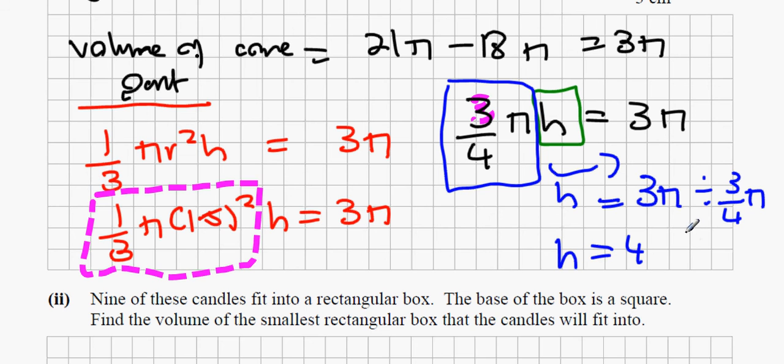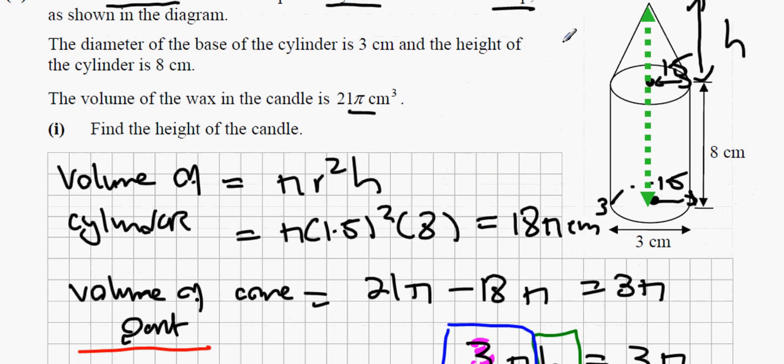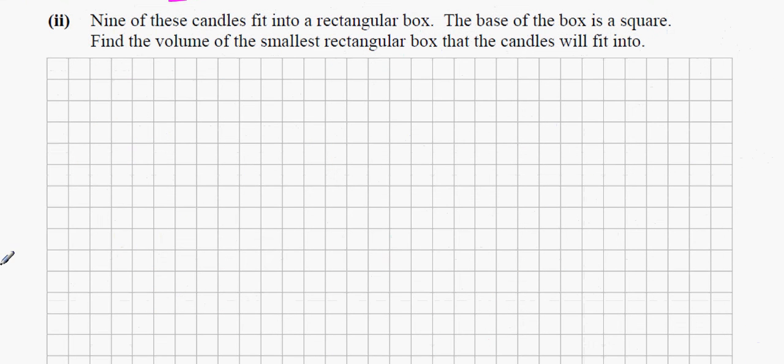Okay. Now, that's not the height of the full candle. That's just the height of the cone bit. The cone bit is 4. Therefore, 8 centimeters plus your 4 centimeters gives you 12 centimeters. The height of the candle is 12 centimeters. Okay. 9 of these candles fit into a rectangular box. The base of the box is a square. Find the volume of the smallest rectangular box that the candles will fit into.